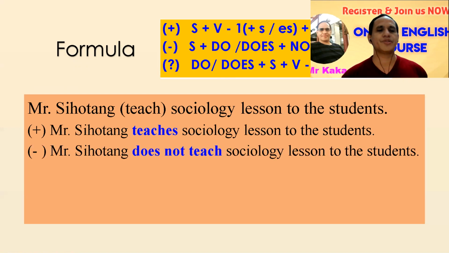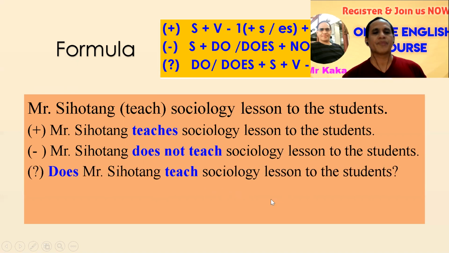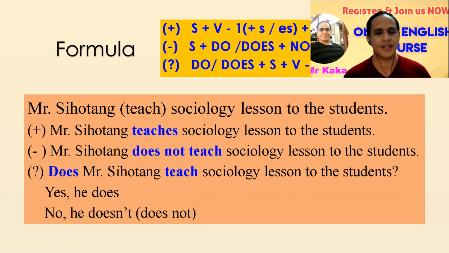If you want to change the sentence into the negative form of the simple present tense, it will be: Mr. Sihotang does not teach sociology lesson to the students. And if you want to make a yes or no question, it will be: Does Mr. Sihotang teach sociology lesson to the students? The answer will be "Yes, he does," or it can be "No, he doesn't." This is another example of the simple present tense.